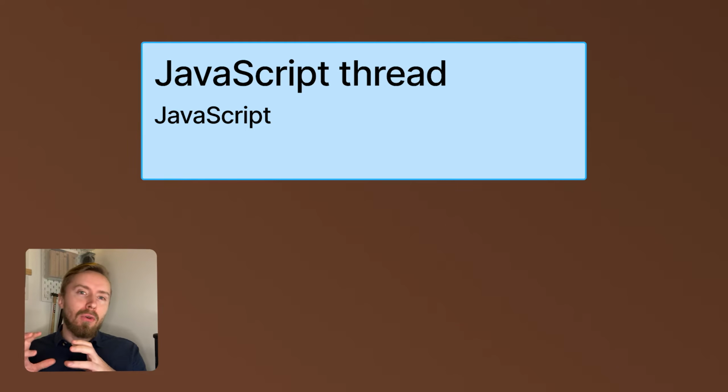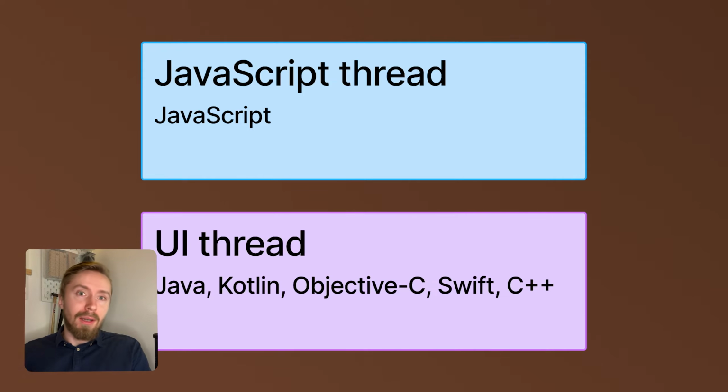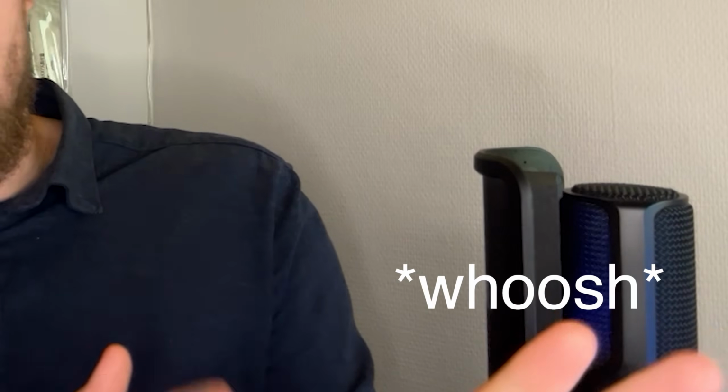All it can do is create a data structure describing the desired UI and hand it off to the second thread. Now the second thread is the UI thread. It consists of native code on Android. It's Kotlin and Java. On iOS, it's Swift and Objective-C plus C++, which runs on both. The UI thread is the only thread that can actually draw to the screen and access other native device functionality directly. So it takes the data structure describing the UI from the JavaScript thread and draws it to the screen, among many other things.